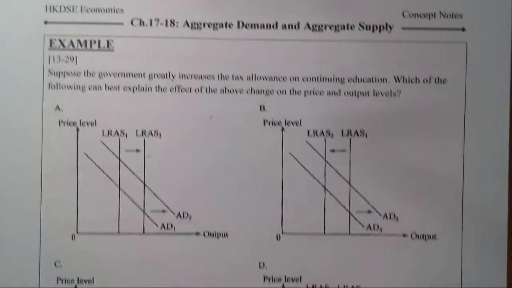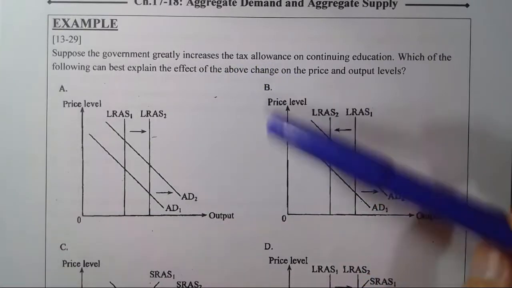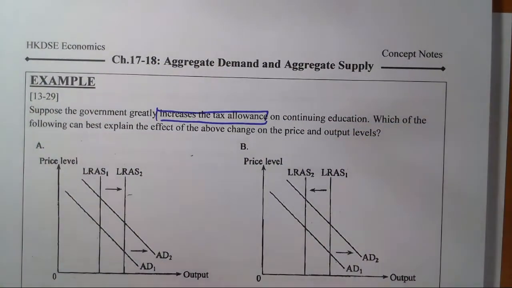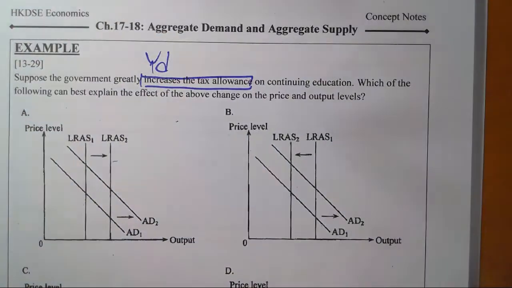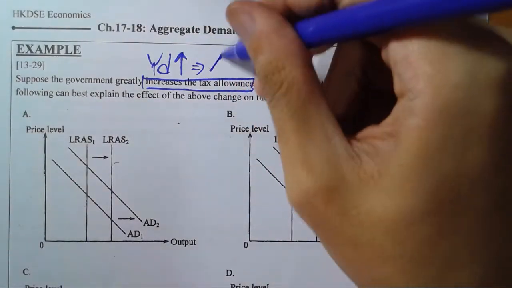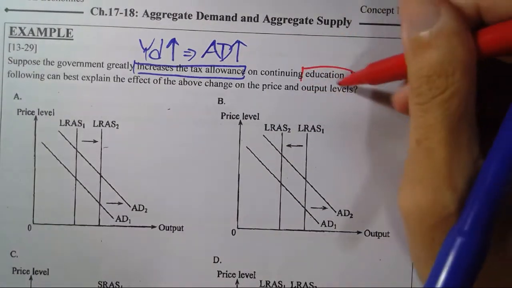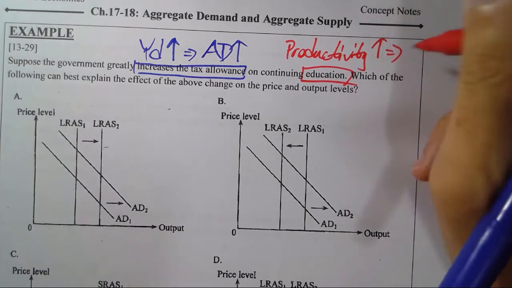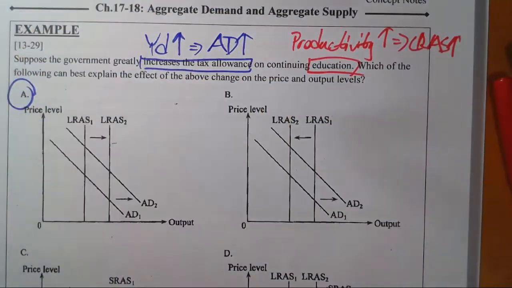Okay, now next page here. 2013, it says the government greatly increased tax allowance. Now, when you see this word, tax allowance, what is the immediate reaction, right? Immediately, you remember, 咦多咗免稅額喎 meaning we pay less tax, meaning we have more disposable income, 可以用嘅錢啦。Therefore, AD goes up. On continuing education, when you see education, you see productivity, labor skill would go up. Therefore, LRAS would go up. So, answer would be A, right?